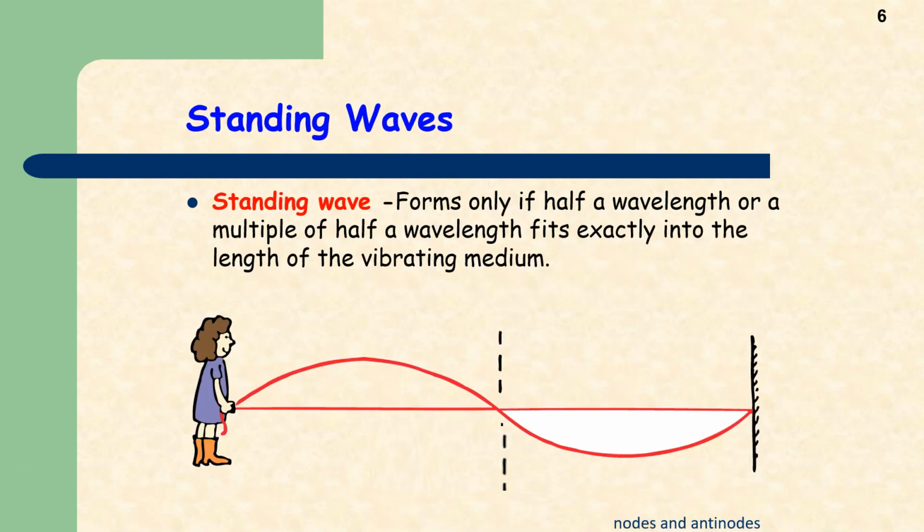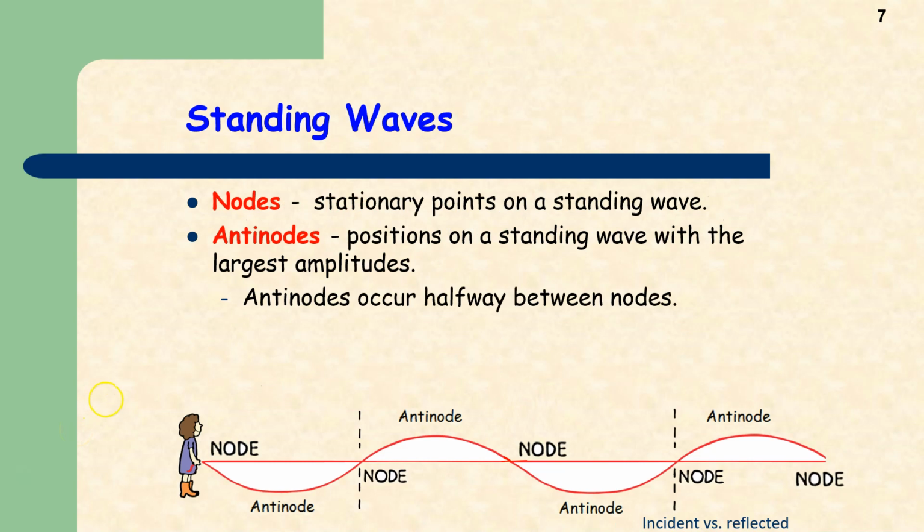So what is a standing wave? Standing waves form only if half a wavelength or multiples of half wavelengths fit exactly into the length of a vibrating medium. You saw this when we were doing waves on a string the other day. Standing waves have both nodes and antinodes, and we've been through this. Make sure you mark the nodes and antinodes on your paper, and leave plenty of room to have the different parts of the wave easily visible for you, okay?